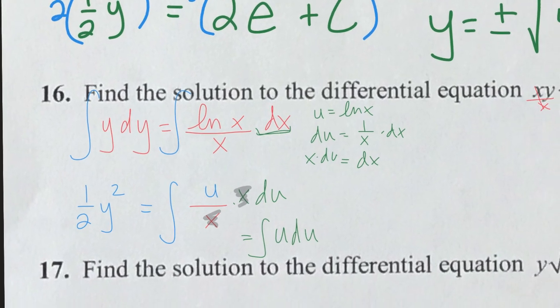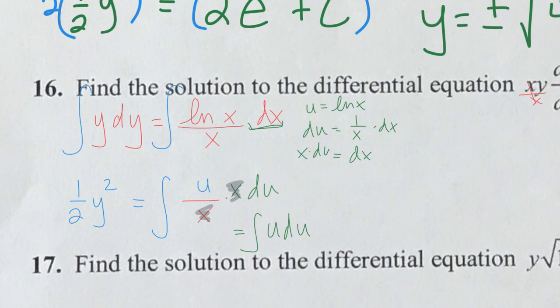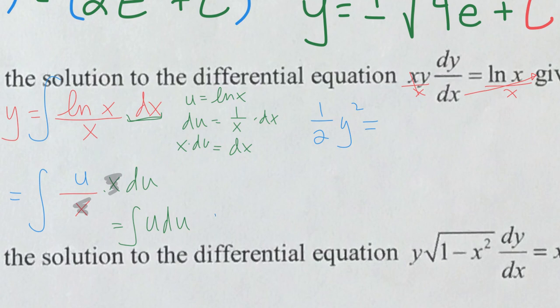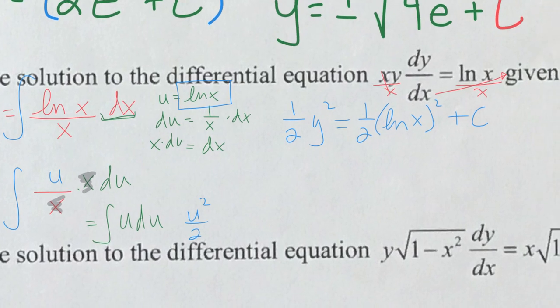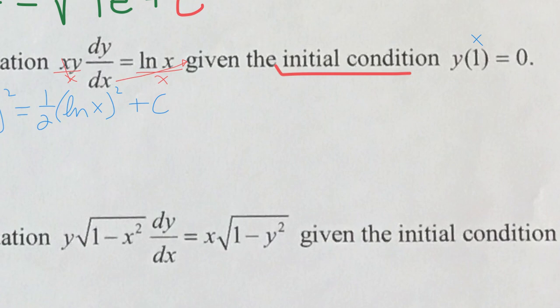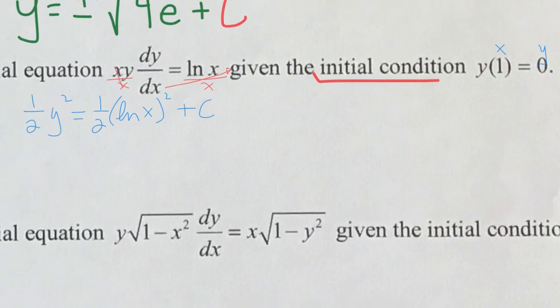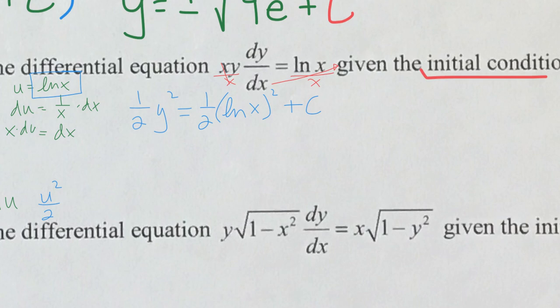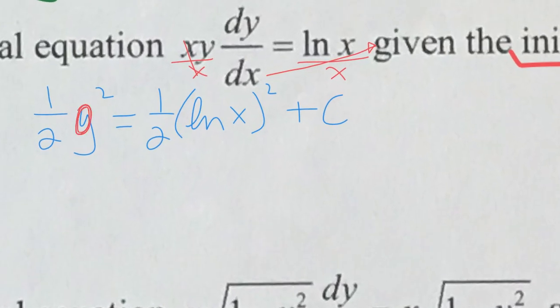Okay, so we'll come over here and we'll continue on. We still have 1/2 of y squared on the left side, equals the integral of u du is u squared over 2. So remember, u is natural log. So we're going to have 1/2 the natural log of x squared plus c. Now here we have our initial condition. We have x as 1 and y as 0. Let's go ahead and plug those in. I'm just going to do it very lazily. I'm going to put a 0 here, and y is 0 and x is 1.